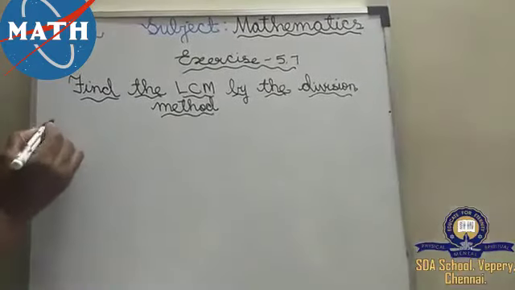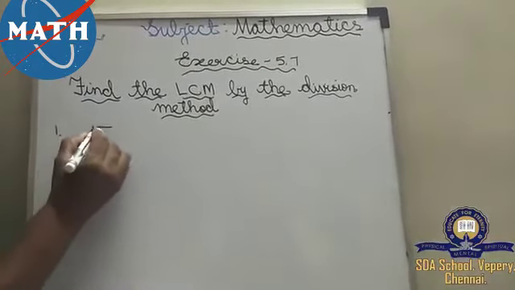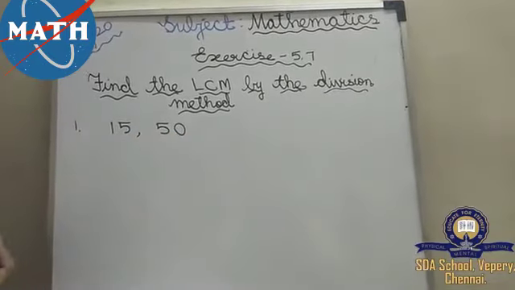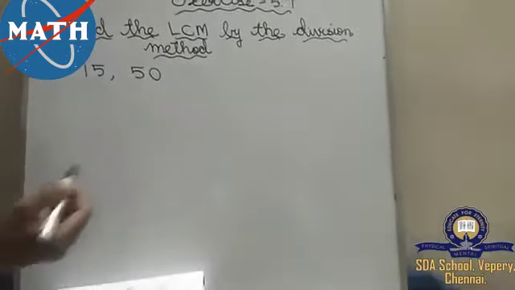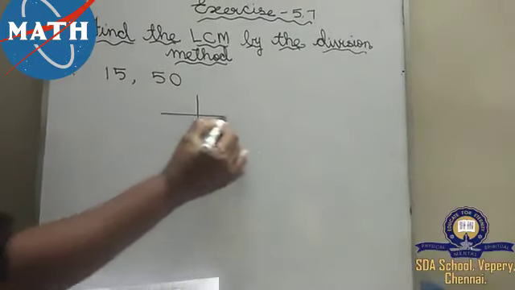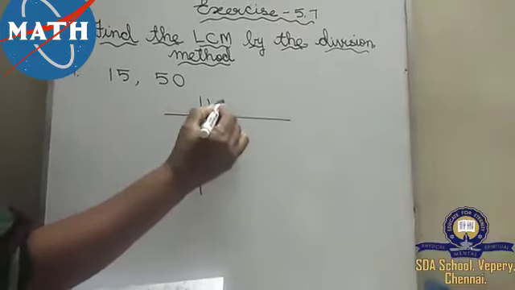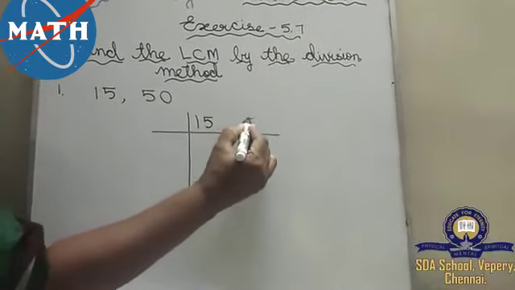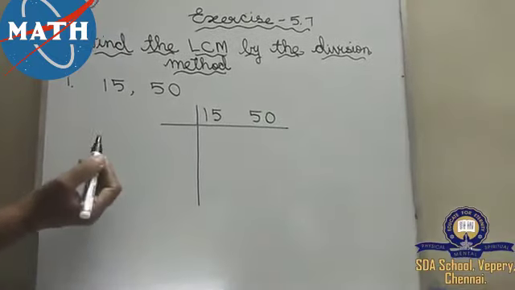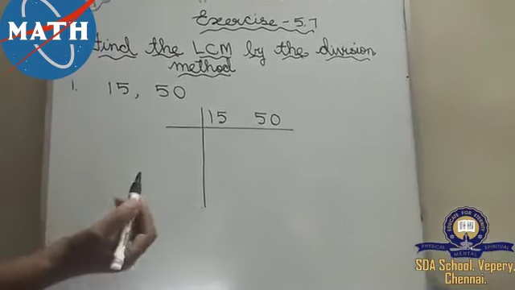See, 15 and 50. Okay children, we will see this sum by the division method. Write 15, then leave some gap and write 50 here. Don't write it near 15, or you will get confused.